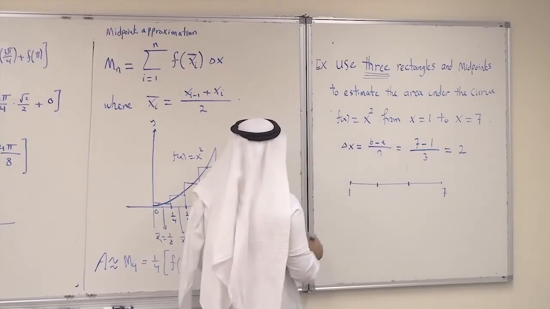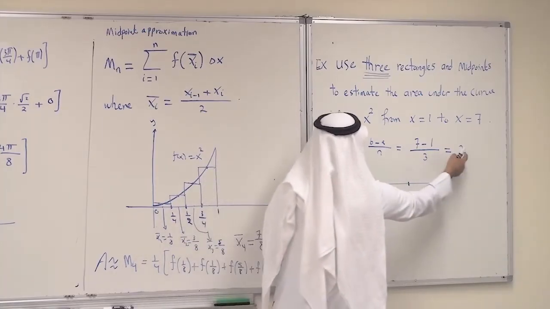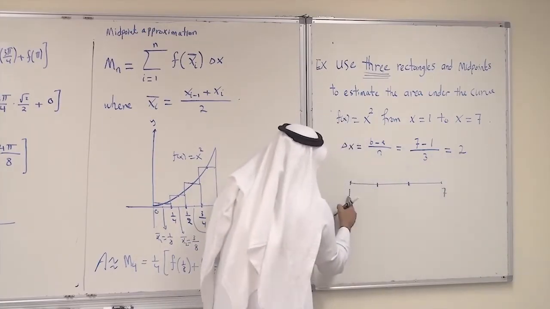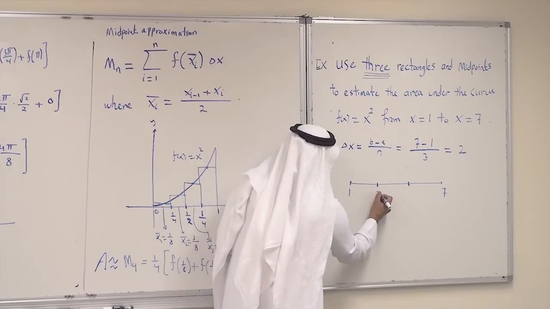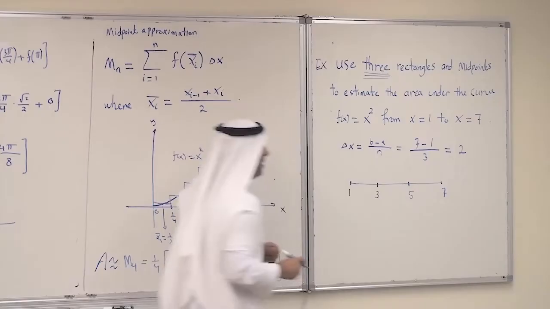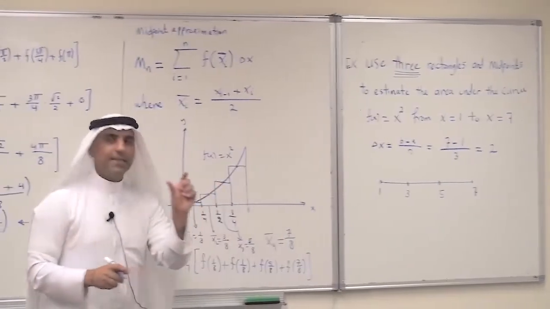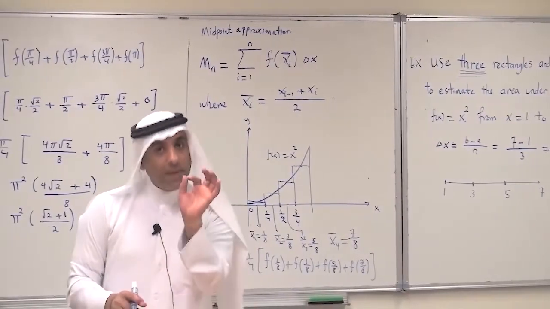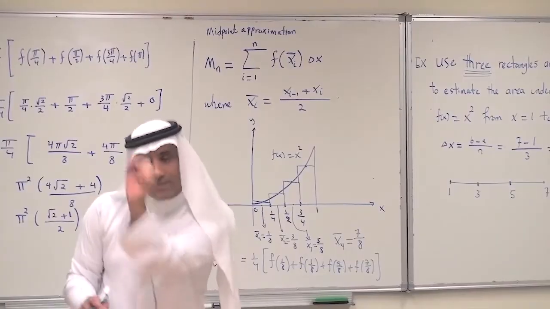So what should I do? I need to add delta x, delta x, delta x. Delta x is 2 plus 1. That's equal to 3. Plus 1 again, that's equal to 5. So I constructed now the sub-intervals. It remains to choose the sample points.